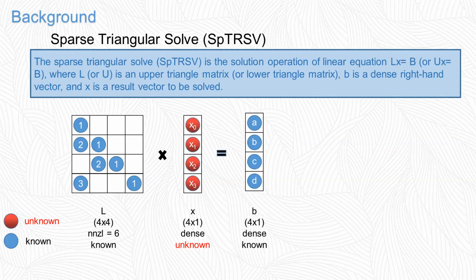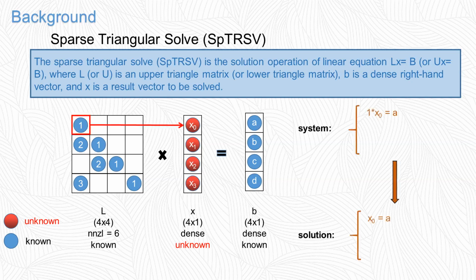The sparse triangle solve (SpTRSV) is a solution operation of the linear equation Lx equals b or Ux equals b, where L or U is a lower triangular matrix or an upper triangular matrix, b is a dense right-hand side vector, and x is a result vector to be solved. There is an example. As we can see, there is a lower triangular matrix on the left, x is a result vector, and b is a dense vector.